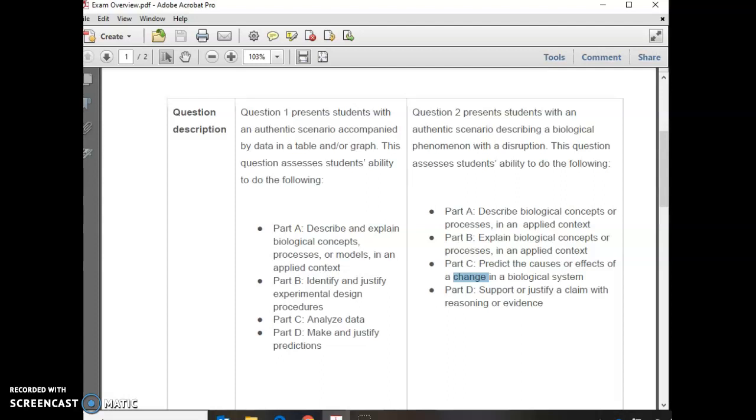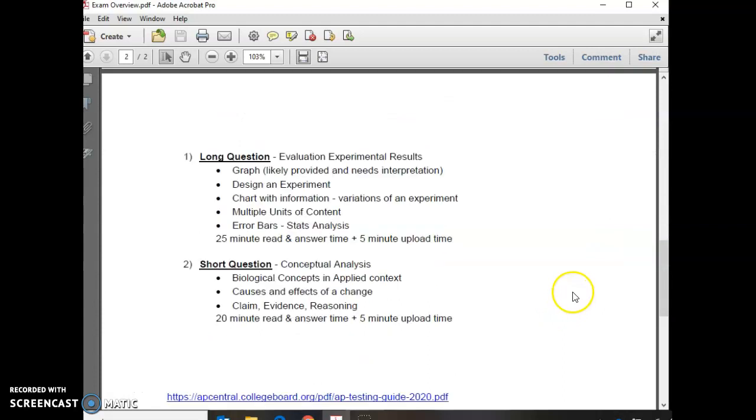Notice how I'm using the word because when I'm talking about the word justify. So think, when we did claim, evidence, reasoning, when we did CER, that's kind of what they want you to do here. Same thing down here, we wrote that all out for you. So biological concepts, things that change what's going to happen or what caused that change, and then claim, evidence, reasoning, the CER that we've been doing all year.